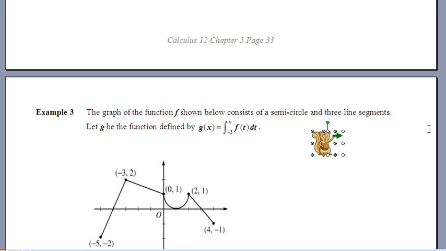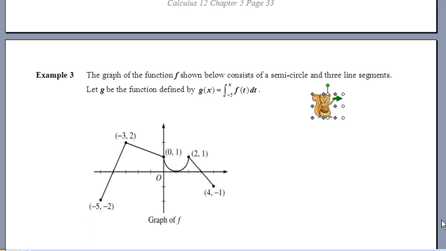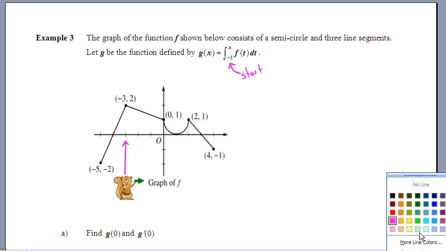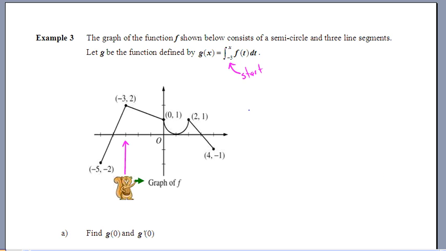Let's see what we have here. The function f consists of a semicircle. Okay, it could be a little more challenging for finding area. And 3 line segments. Let g be the function defined by the gathering of area underneath f. Oh, interesting. This one is a lot more challenging. This one starts at -3. So we better put our little chipmunk way down here and say, okay, chipmunk, you are going to begin gathering nuts right there. That's when you have no nuts, and then you go and gather from that point. I'm going to set up my legend as well right now. They're telling me that g is actually the integral of f, right? It's the area underneath f.